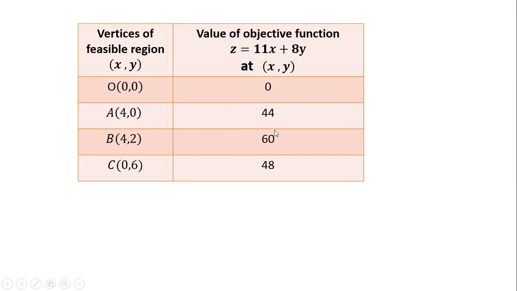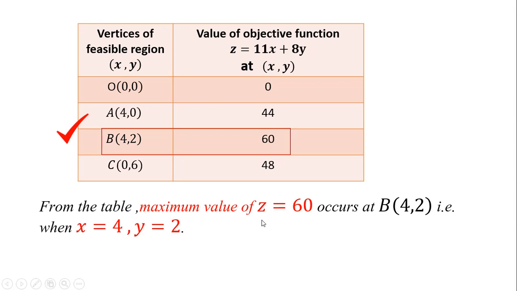Out of these four values, we get this value 60 as the maximum value of z at this point B(4,2). So the maximum value is 60 at x is equal to 4 and y is equal to 2. So we have to write this from the table. The maximum value of z is equal to 60 and it occurs at point B, this corner point B(4,2). That is, the x coordinate is 4, the y coordinate is 2. That is when x is equal to 4 and y is equal to 2. So these are the important steps to maximize z.